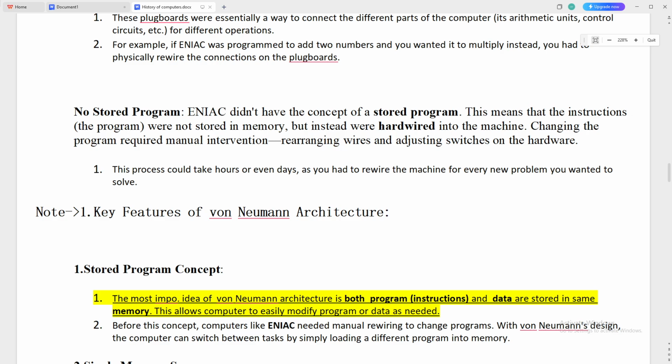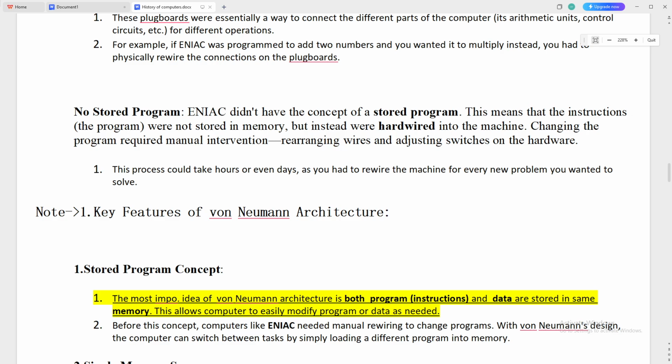Okay, so no stored program. ENIAC didn't have a concept of a stored program. This means that the instructions, the program, were not stored in a memory, but instead were hardwired into the machine. Changing the program required manual intervention, rearranging wires and adjusting switches on the hardware. This process could take hours or even days, as you had to rewire the machine for every new problem you wanted to solve. Can you imagine that for every new problem you have to rewire it, change the settings, and again rewire it? It is a tedious task, just to do general purpose work.